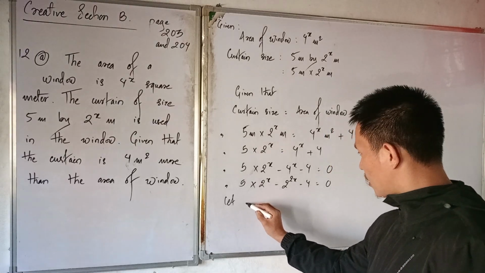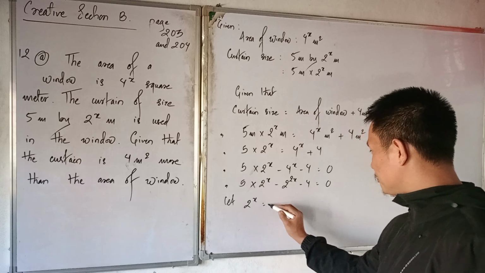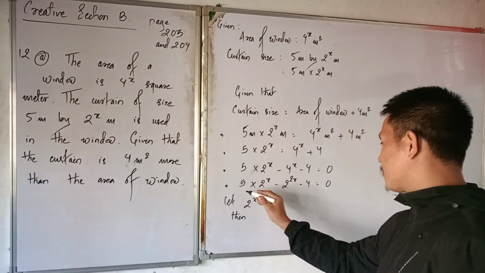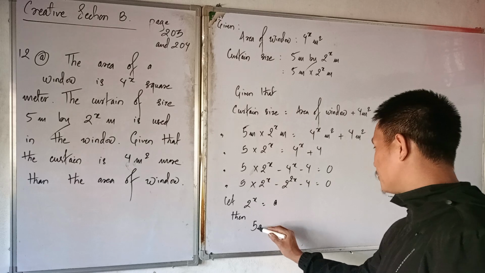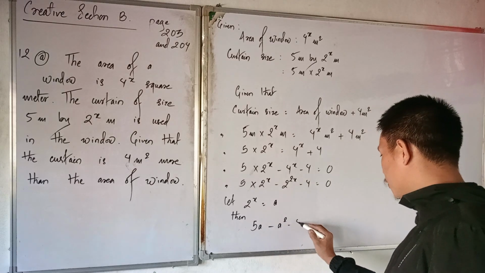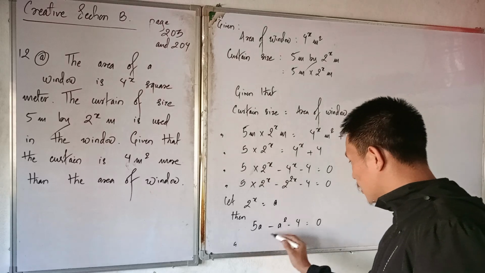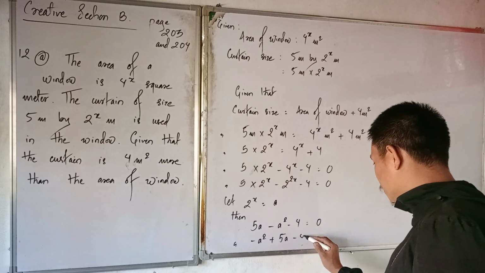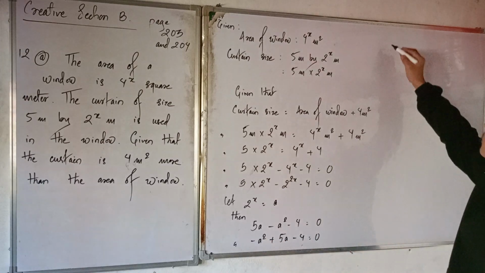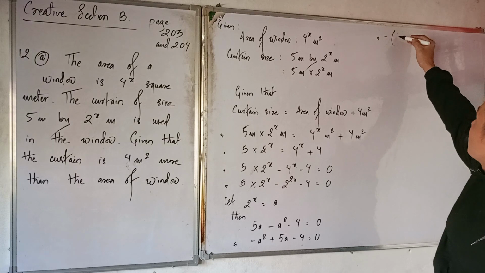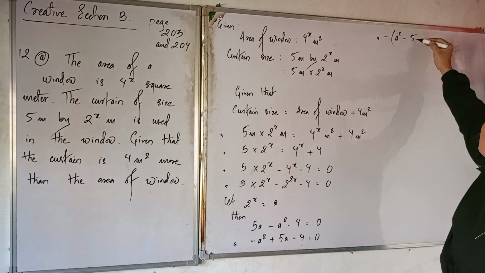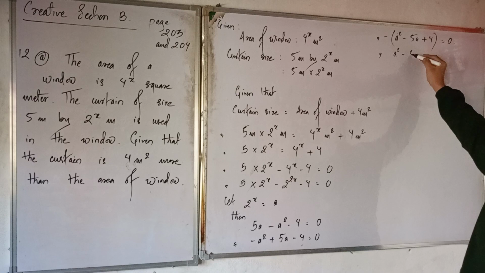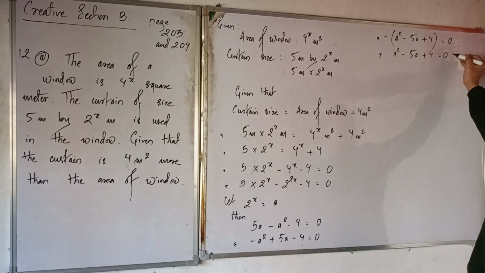Let 2 power x be supposed by some variable a. Now substitute the value of 2 power x by a, then the equation becomes 5a minus a square minus 4 equals 0. Just write it in the general form. Take minus common, and you will get a square minus 5a plus 4 equals 0.